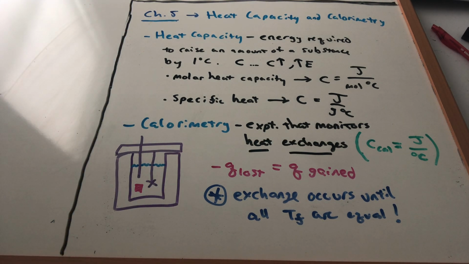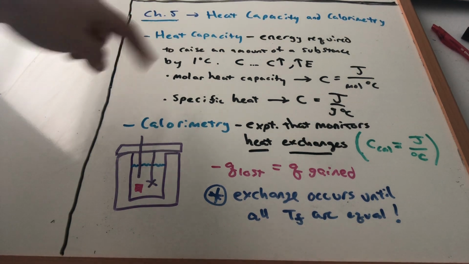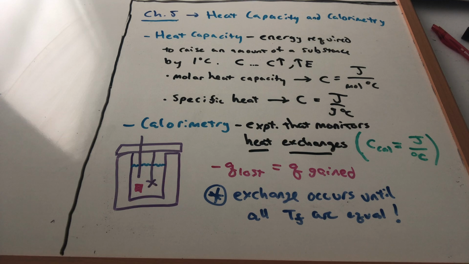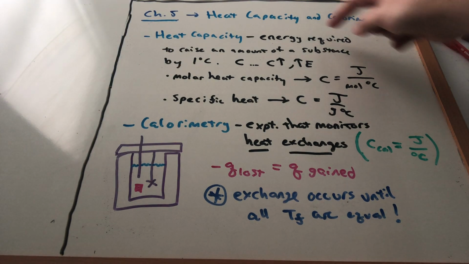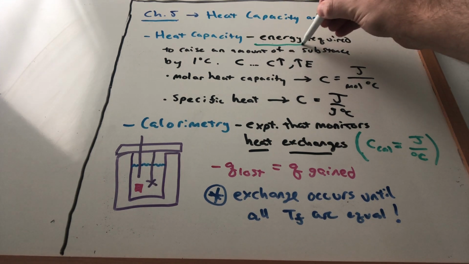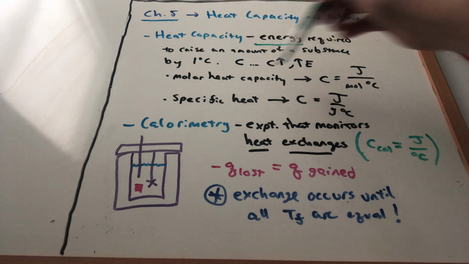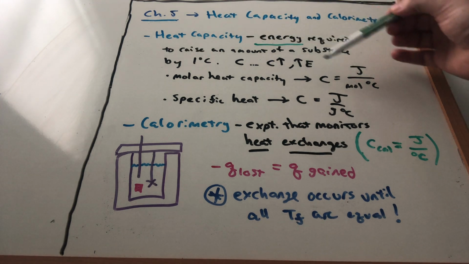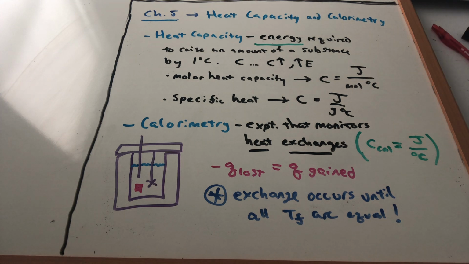And the definition of heat capacity is that it's the energy required to raise an amount of a substance by 1 degree Celsius. So if we know the heat capacity and we observe a temperature change, then we'll be able to infer the energy. So it's a way for us to get at energy information. Okay? There are two versions of heat capacity that you'll see. First is the molar heat capacity. It's given the symbol C, and it'll have units of joules per mole degree Celsius.